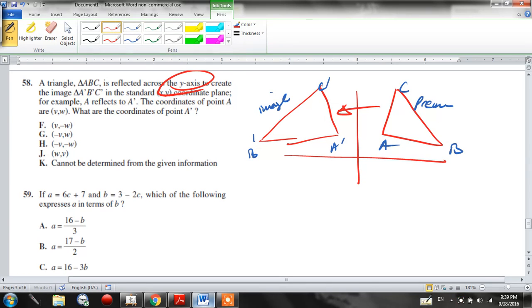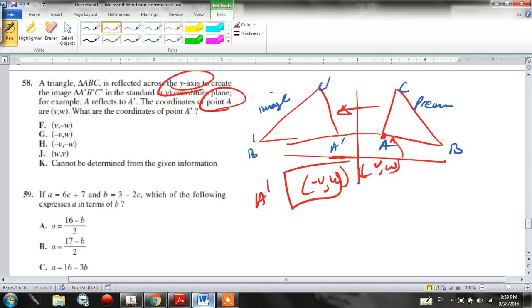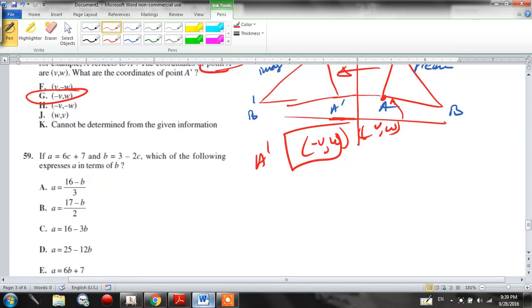For example, A reflects to A prime. The coordinates of A are V, W. That's the coordinates of this point right here. What's the coordinates of A prime? So you're moving it over here, reflecting about the y-axis, going from here to here. So V will become negative V because that's the x value, and the y value will remain the same. That'll be W. So A prime is going to be negative V, W, like this.